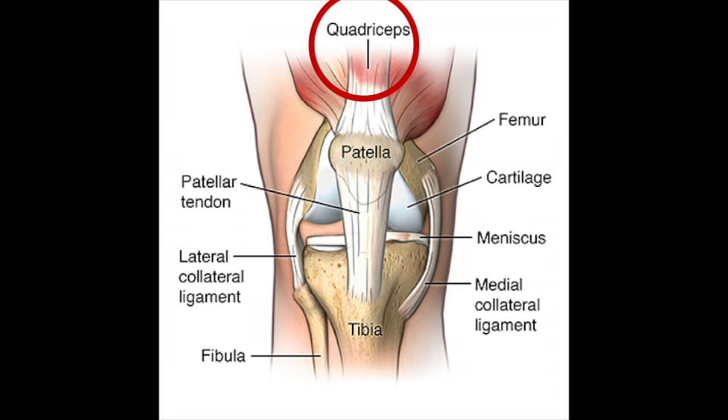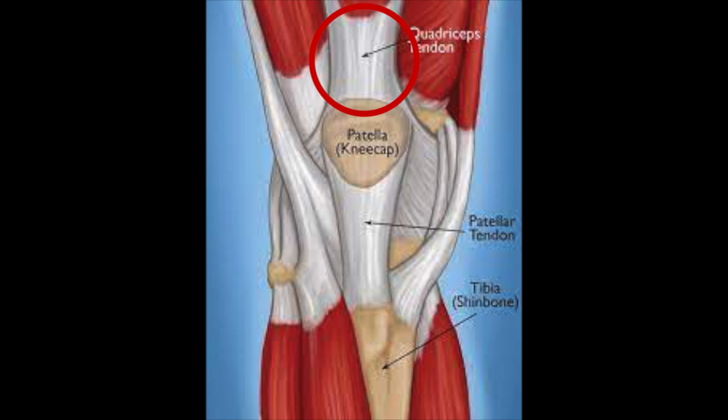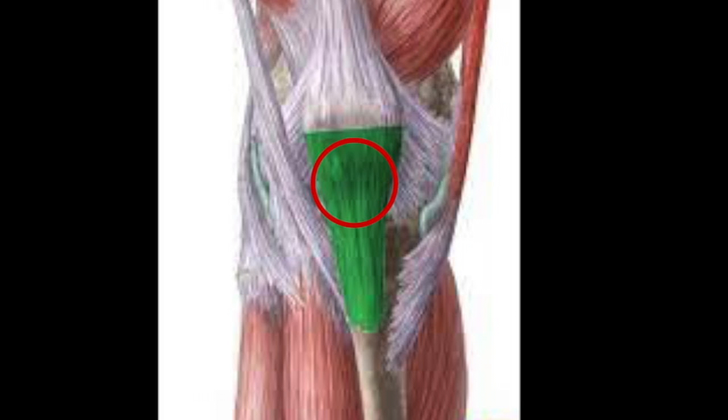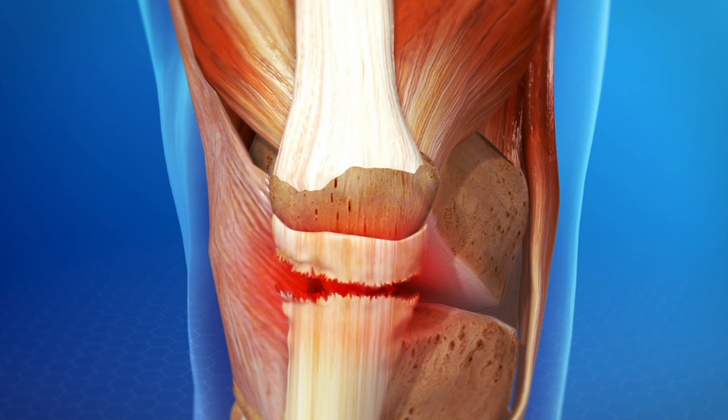Patellar Tendon Rupture. The quadricep muscles connect to the patella using the quadricep tendon and continue below the kneecap towards the tibia. As the tendon below the patella becomes thicker and narrower, it is called the patellar tendon. The patellar tendon rupture is a traumatic rupture of the patellar tendon.